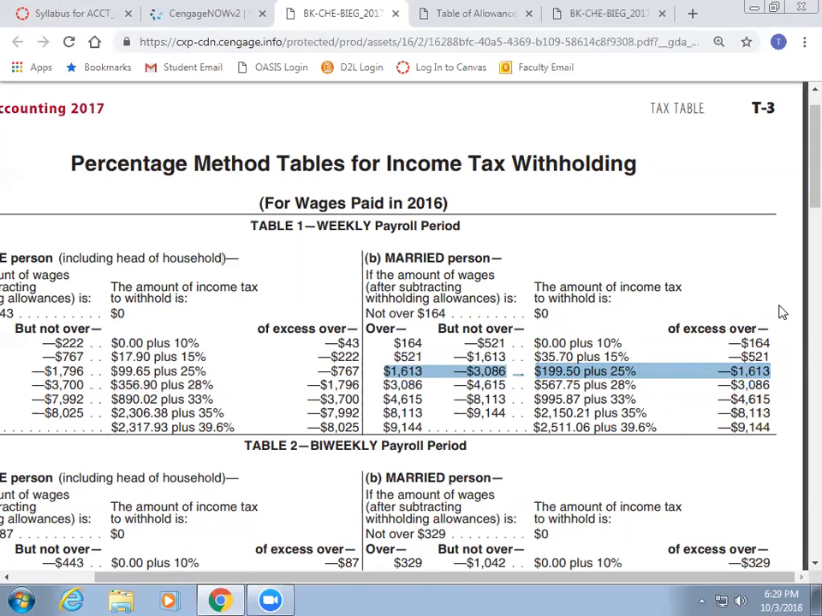So I'm going to take $2,116.30 minus the $1,613, okay, to figure out how much to take 25% of. And that is $503.30.